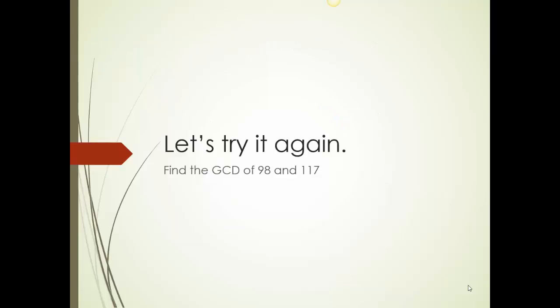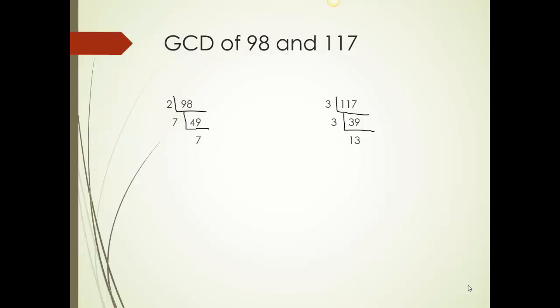So let's try it again. I want you to try it again. Find the GCD of 98 and 117 by using prime factorization. Pause it and then come back and check. All right, so here's what I got. 98 is 2 times 7 times 7. 117, I divided by 3, it gave me 39. I divided by 3, and it gave me 13.